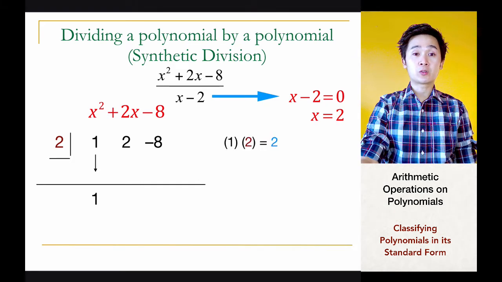So 1 times 2 is equal to 2, and now you will add it to your second term. And 2 plus 2 is equal to 4, which gives you your second term. So these are the steps in performing synthetic division. We just repeat this by multiplying 4 times 2, which is equal to 8, and combine negative 8 and 8, which gives us 0.